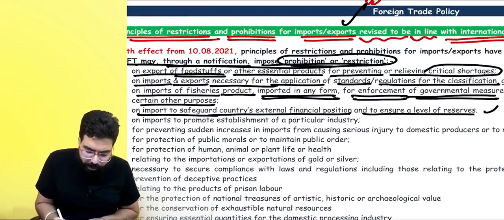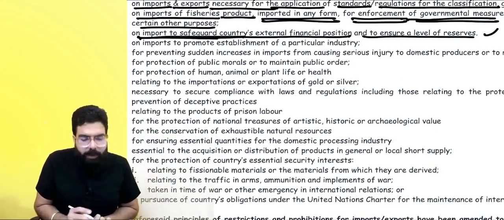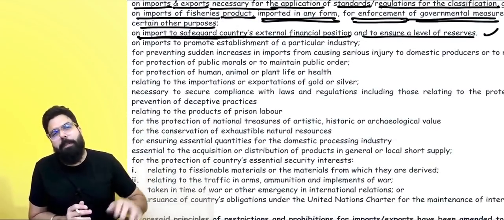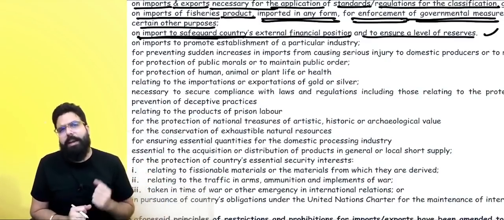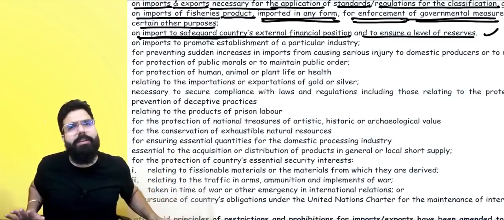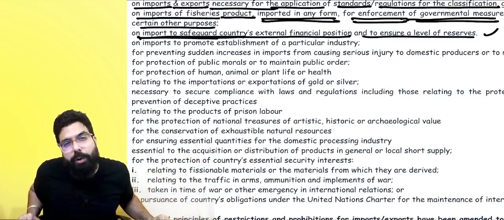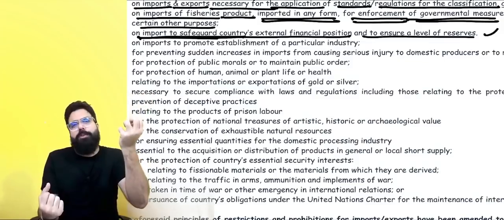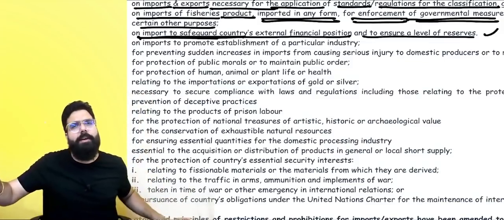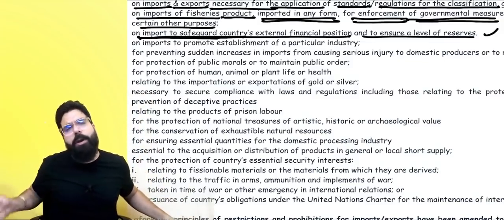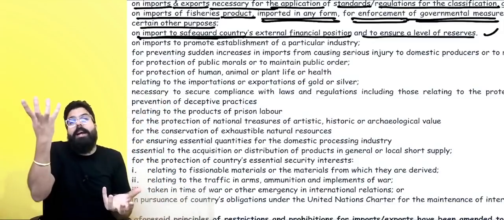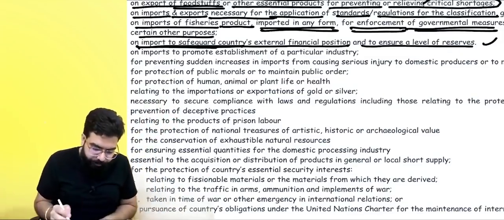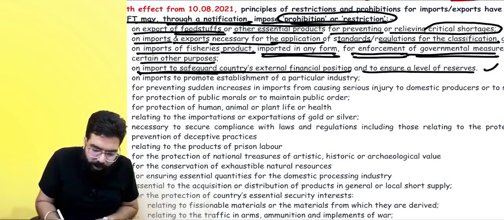Now, DGFT can prohibit imports to safeguard the country's financial position, basically so that there is no unfavorable balance. They can say now we don't want this item to be imported, because they are trying to see to it that exports are more than imports. They can say import restricted. You can't import so much, because otherwise exports will be less, and then it will be an unfavorable balance.